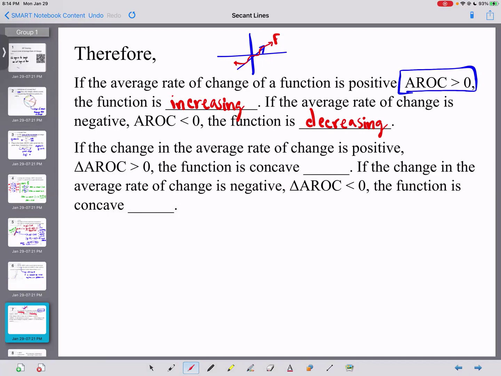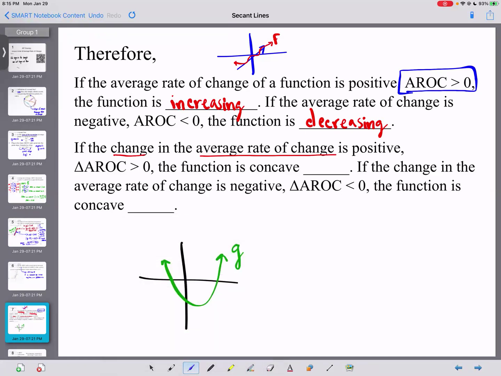Secondly, if the change in the average rate of change, so notice this here, this isn't a typo, if the change in the average rate of change. So now we're talking about delta A rock. If delta A rock is positive, then the function is concave. Well, let's just draw this out. If we have some function, I'll draw one that's concave up. If we have some function here, I'll call it g, and it's concave up.